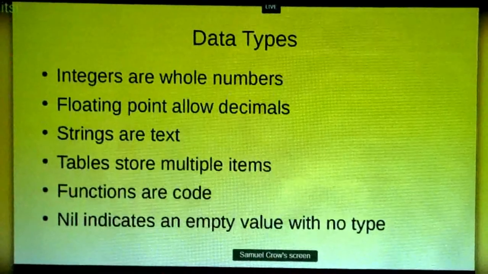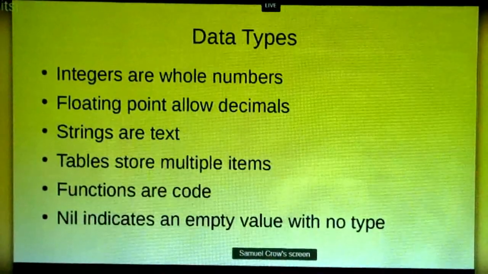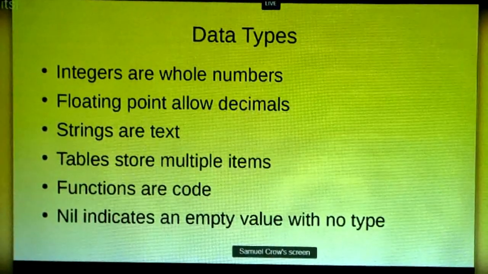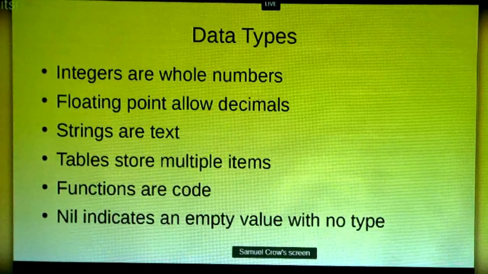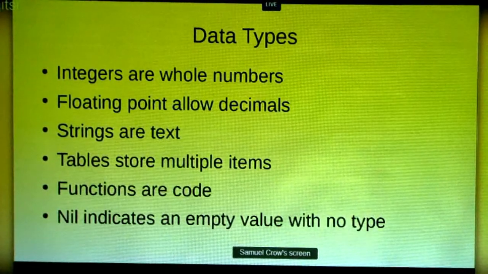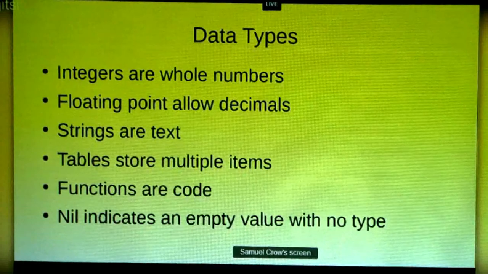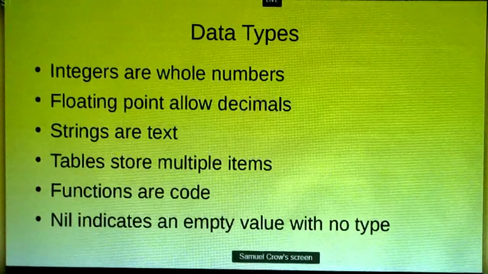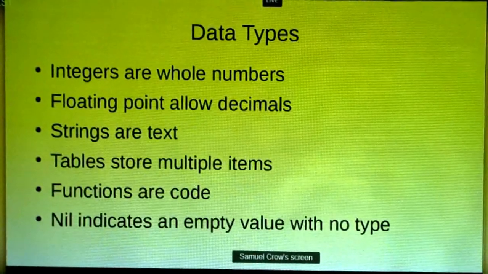There are six primitive data types in Hollywood. Integer, whole numbers. Floating point, which allow fractional parts as decimals and are stored in scientific notation. Strings are buffers to hold Unicode or ISO Latin text.